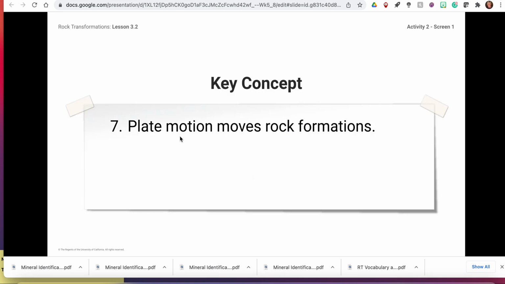Okay, so I've got 3 key concepts for you. When I talk about these, I'm going to ask you to pause and write them down in your graphic organizer. The graphic organizer is in the rock transformation file in GoodNotes. We're on key concept number 7. Key concept number 7 is plate motion moves rock formations. We saw that happen in the sim, so that's pretty easy for us to understand. Go ahead and pause, write this down, and then move on.